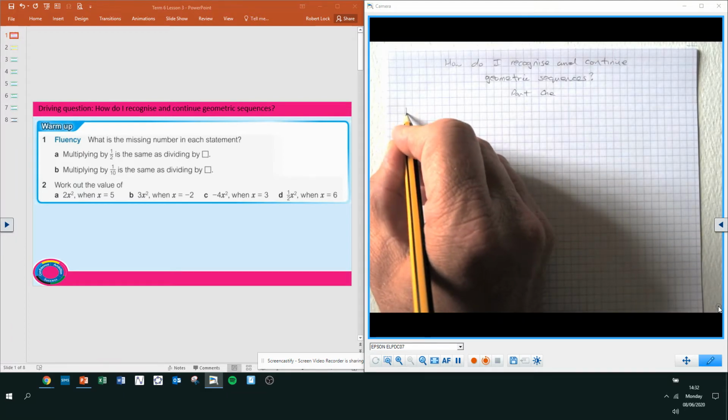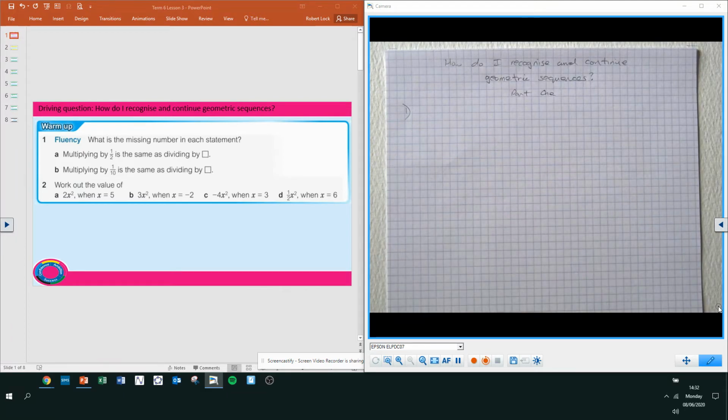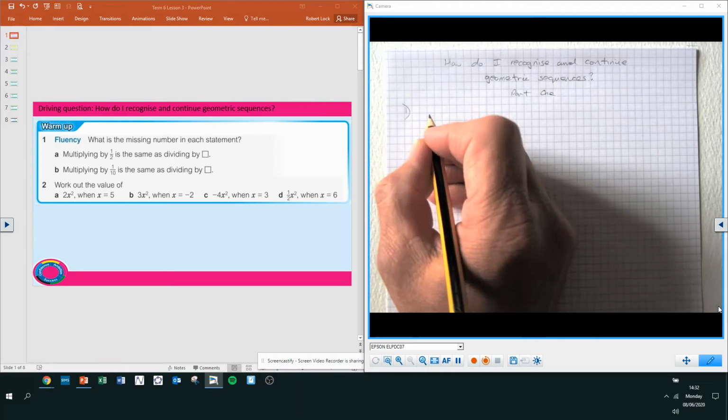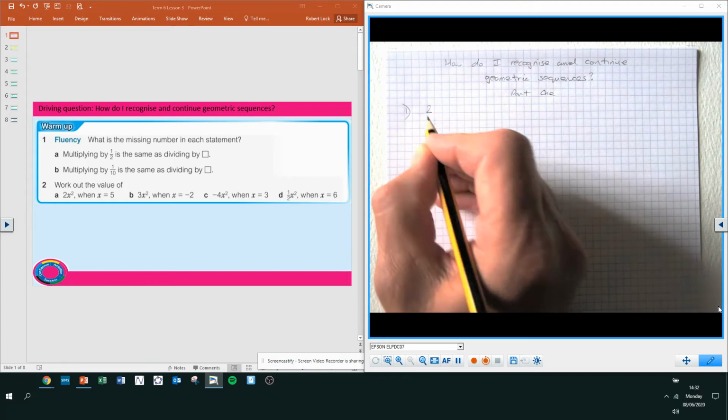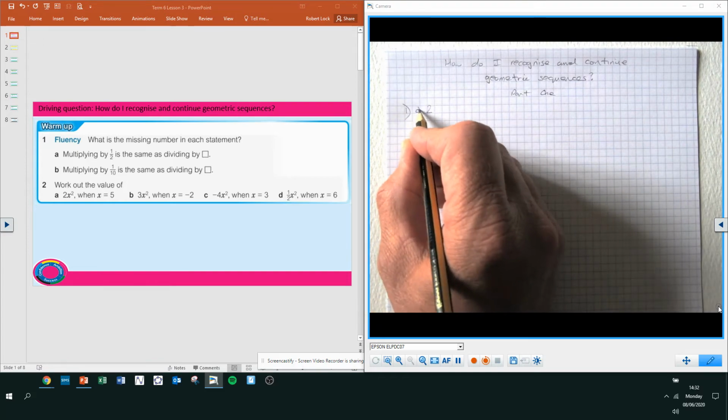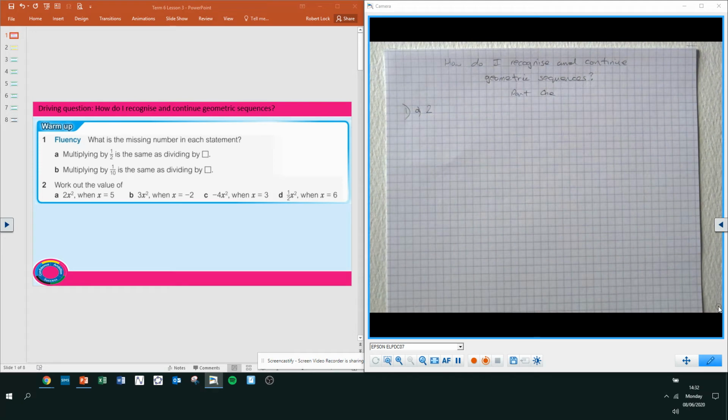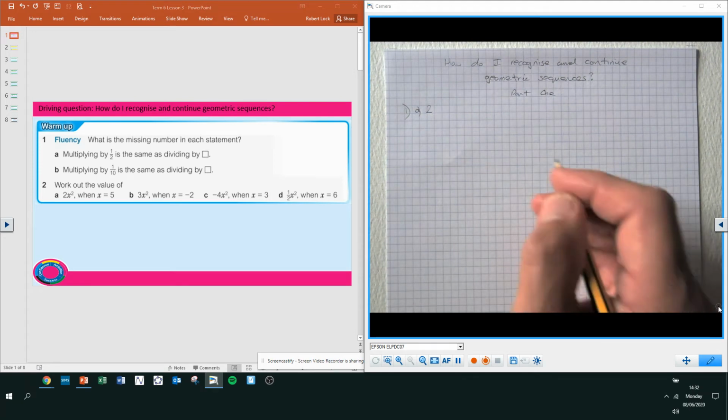1A. It'd be helpful if you have a calculator handy. Multiplying by a half is the same as dividing by... 1 times a half is 1/2. 2 times a half is 1. It's the same as dividing by 2. So multiplying by a half is the same as dividing by 2. We're going to use that later.